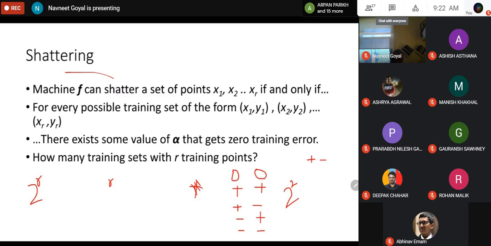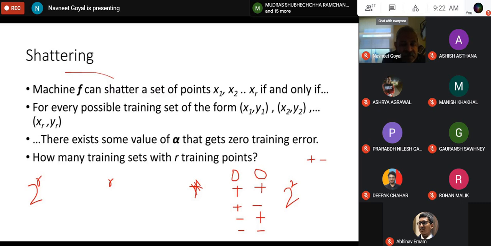Let me give you some background. I'm now going to introduce the concept of shattering. Any questions up to this point? Any questions? Okay, if you do not have any questions, let me introduce the concept of shattering.